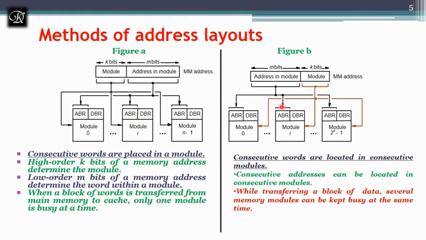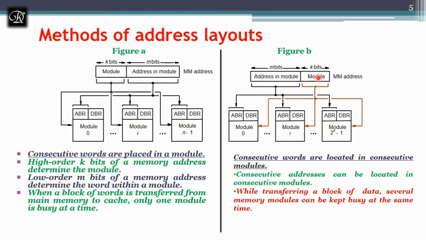So here parallel access of the modules is supported, but in the first model, because the high order k bits are used to represent the module, in a given time only one module can be accessed. But here, because the lower address bits are used for representing a module, we can access multiple modules.